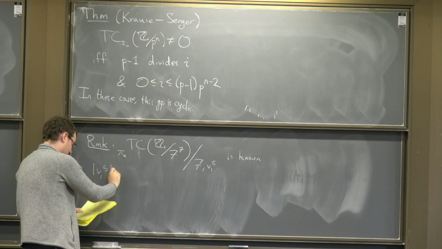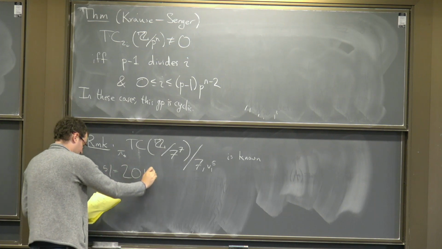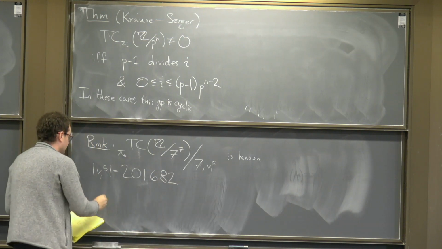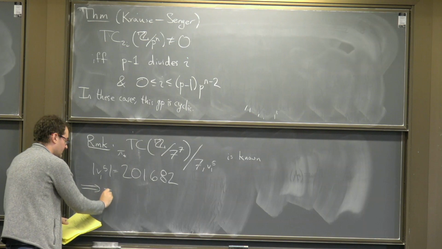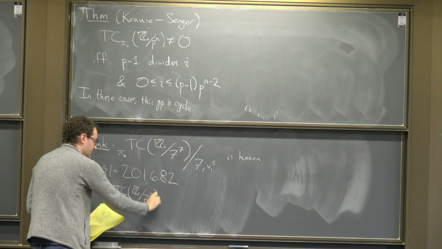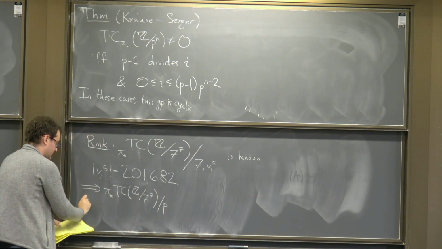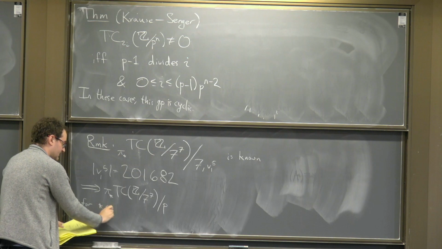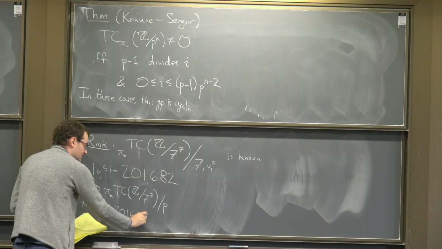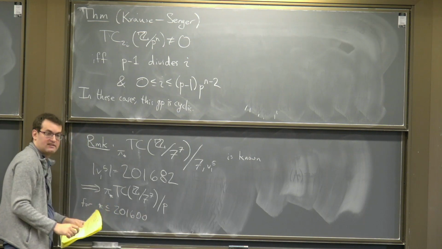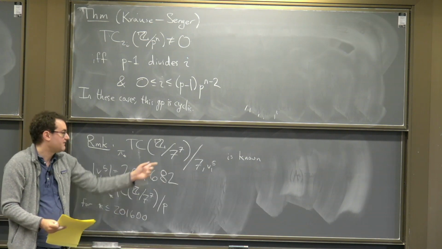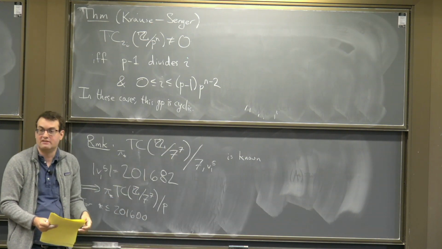The degree of v1 to the 5th is something like 201,682. Okay, something large. So that implies that we know pi star of TC of Z mod Z to the 7th mod p for star less than or equal to something like 201,600. Approximately something like that. So we know the mod p groups in quite a large range, especially as this number is growing.